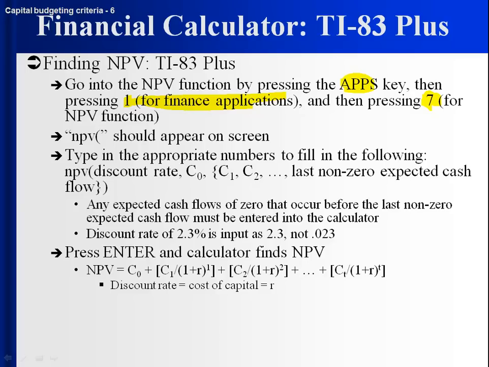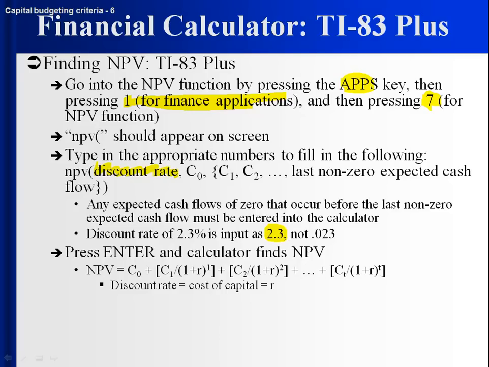It says NPV and it has an open parentheses. You hit that, and then NPV and the open parentheses appear on the screen. Then you simply want to give the information to the financial calculator so it can compute NPV. And what's the information? It's the discount rate and expected cash flows. So you give it the discount rate. And again, it knows it's a discount rate. So, for example, if it was 2.3%, you wouldn't put in 0.023. You'd simply put in 2.3.